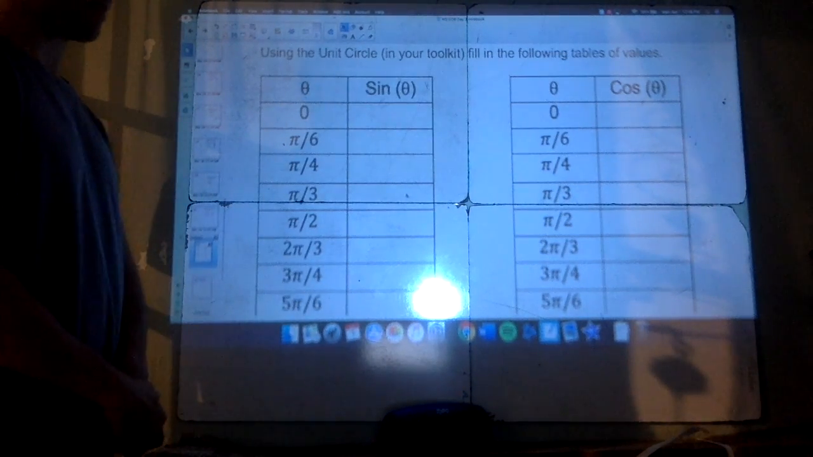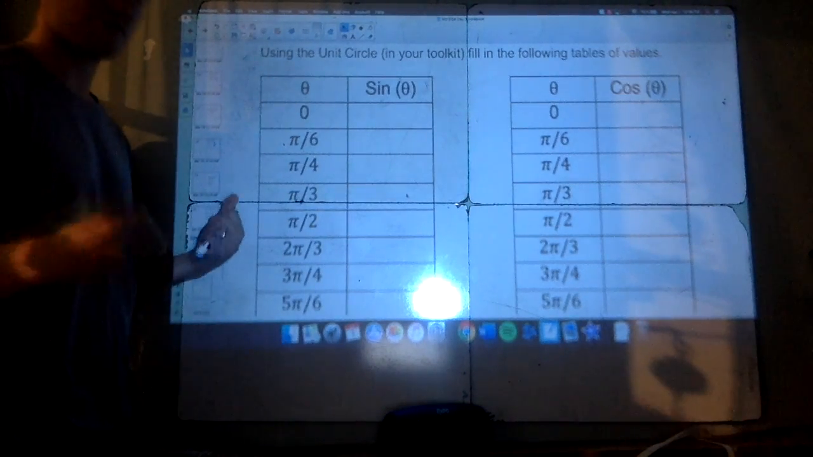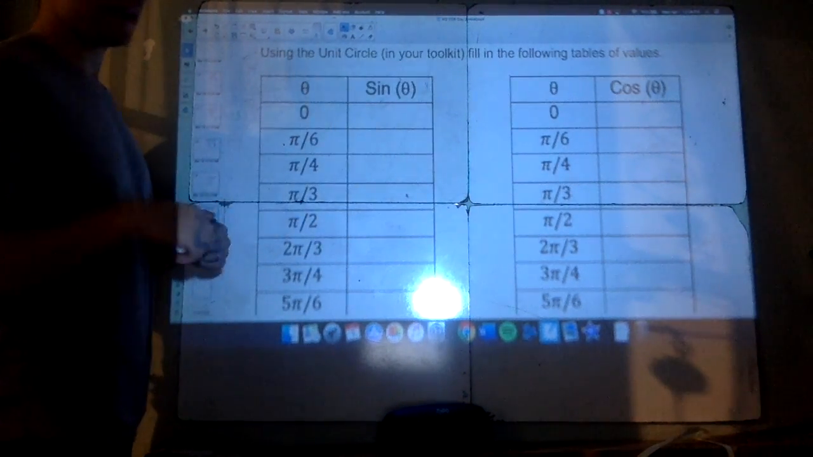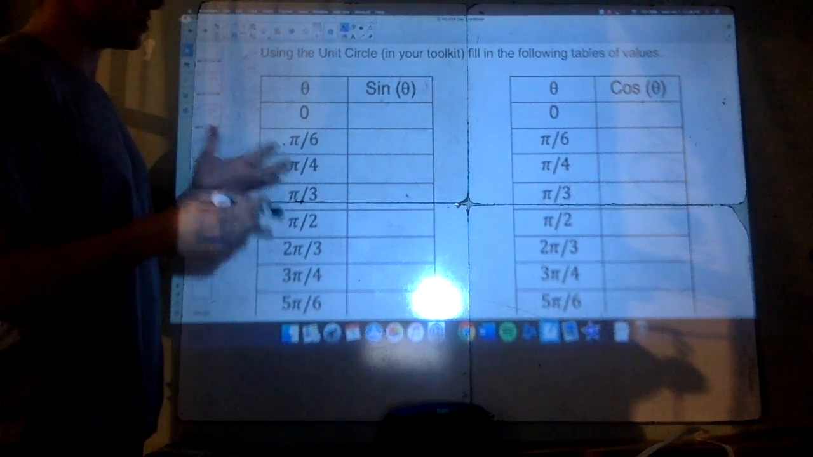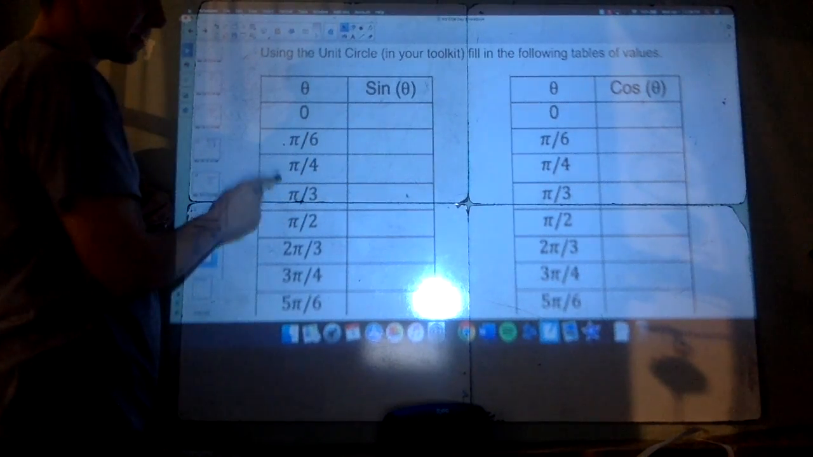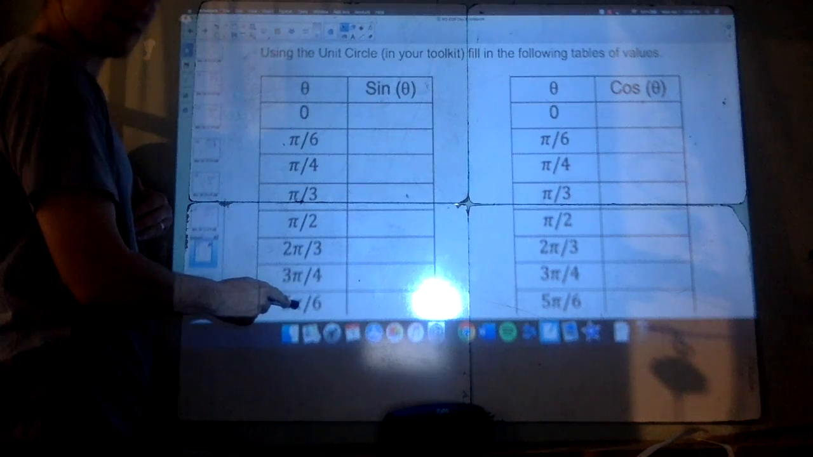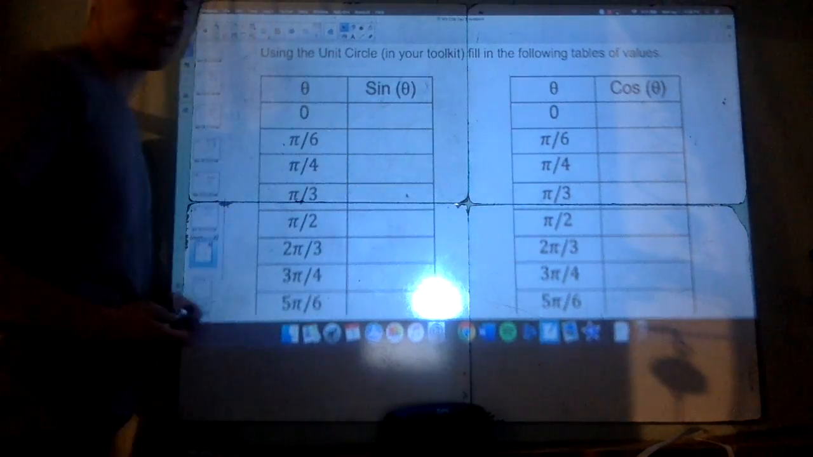We're going to get into graphing now. The way I always say is best to graph something you don't know is to make a table. So we're going to graph sine and cosine. What you're going to do is use your unit circle to find the sine of each of these angles, and then find the cosine of each of those angles at the same time.